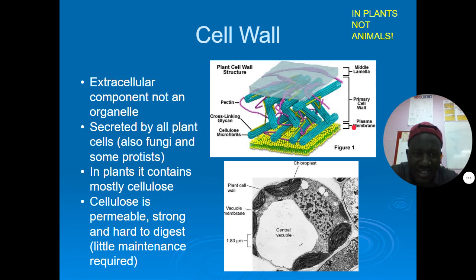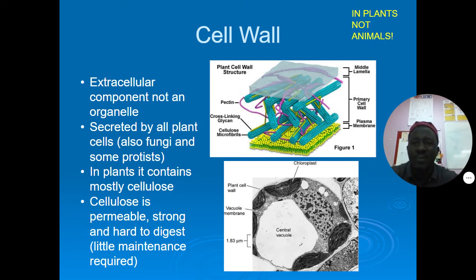You can see it has the plasma membranes. It has the primary cell wall, the part in the middle, with a plasma membrane on either side. In the middle here we have the pectin proteins, then the cross-linking glycan, which you see as yellow bead-like structures, and the cellulose microfibrils. These three join together to form that strong wall.